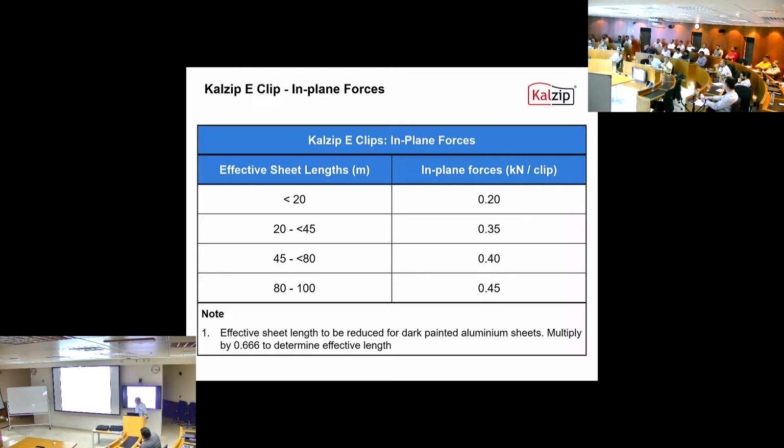And again, this is the same comparison but using E-clips. So you can see there how that in-plane force is a lot less. And look how, so you're looking there, 80 to 100 metre long. So if that's a curved sheet, that could be 200 metres long. You put the fixed point in the middle, so the effective sheet length on the fixed point is 100 metres. So you can see the benefits of using E-clips with thermal movement, thermal expansion and contraction.